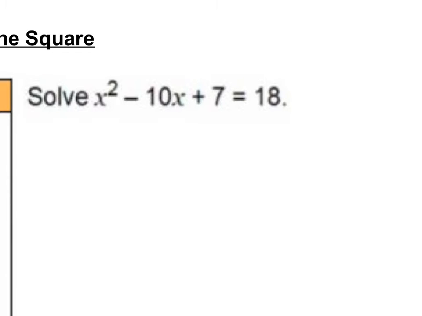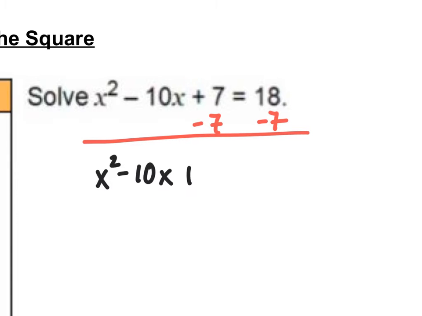When I have this equation, x squared minus 10x plus 7, okay, the problem is that I don't have a perfect square trinomial here. Okay, I really don't have a method to solve this. So what I have to do is I have to get just my x squared minus 10x term, but I need to move the 7 over. So the first step would be to subtract 7 from both sides, okay? So I get this. And I get x squared minus 10x plus blank is equal to, and then 18 minus 7 is just going to give me 11.